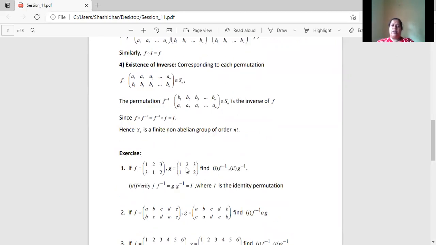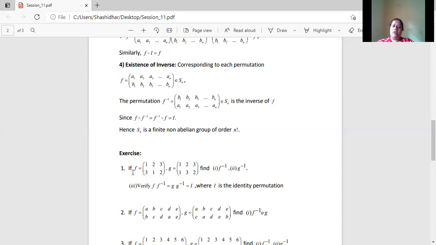Next, we'll see some examples, exercises we have here. If F is one permutation and G is another permutation, then we have to find F inverse and G inverse. F inverse we know already. I have told you the definition of the inverse of a given permutation. When F is a permutation which is both 1-1 and onto mapping, then the inverse of that permutation exists. And the inverse of that permutation we will obtain by interchanging the rows of the permutation.